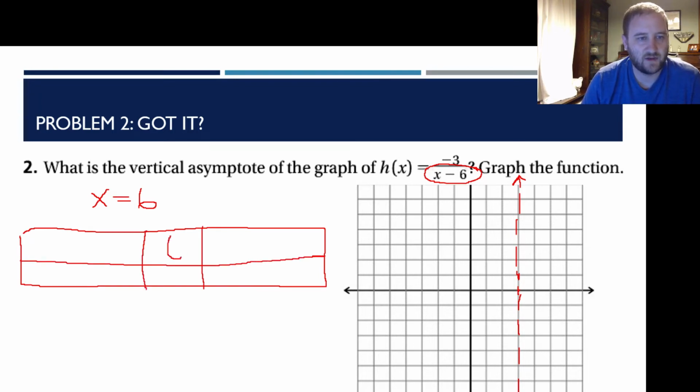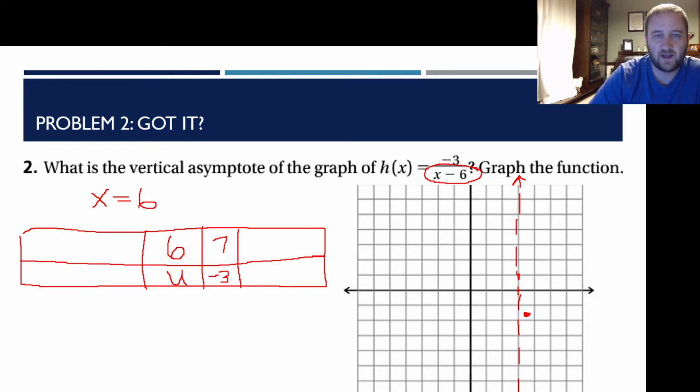So let's set up our table here. If I plug in 6 here, that gives us undefined. Now let's plug in 7. 7 minus 6 is 1. -3 over 1 is -3. So our next point here is going to be 7, -3, right here. We're going by each hash is 2.